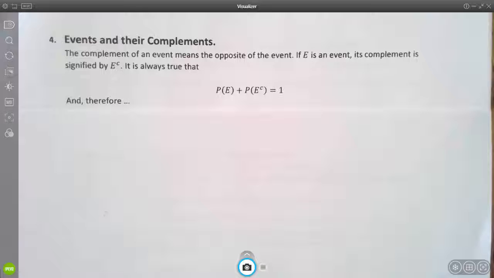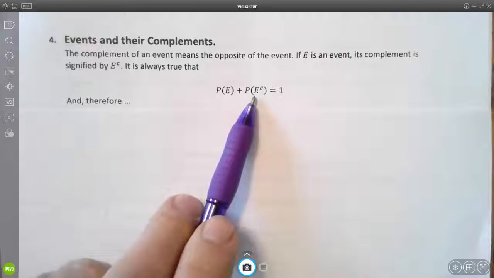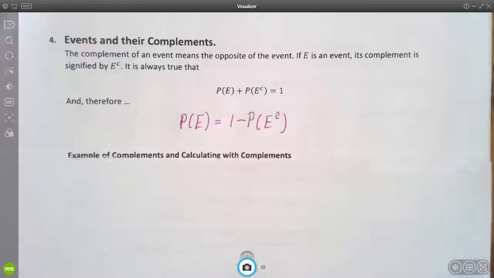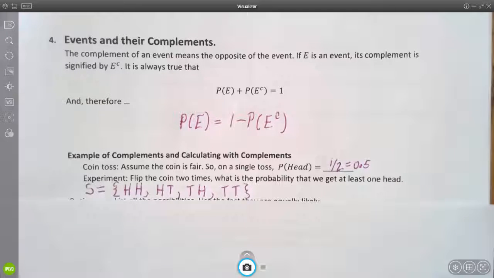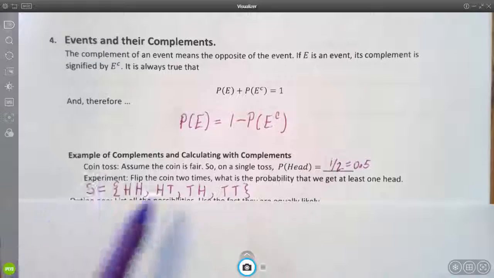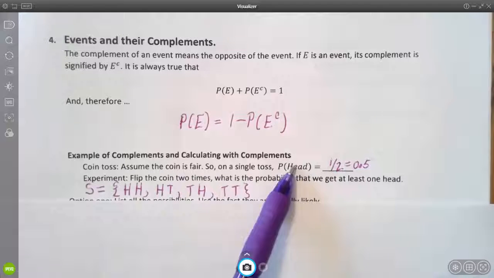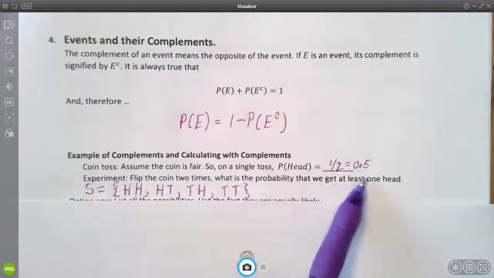And therefore, if we were to subtract this term from both sides, we'd get this very handy rule: the probability of E is equal to 1 minus the probability of its complement. Let's look at an example and we'll see how we could use this rule. With a coin toss, if we assume the coin is fair, then the probability of getting a head on a single toss is 1/2, or 0.5.